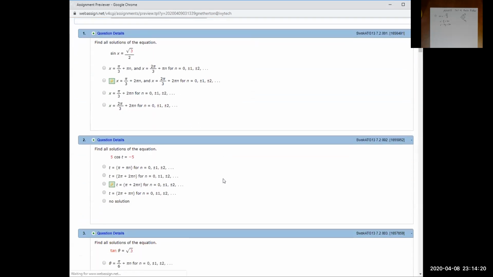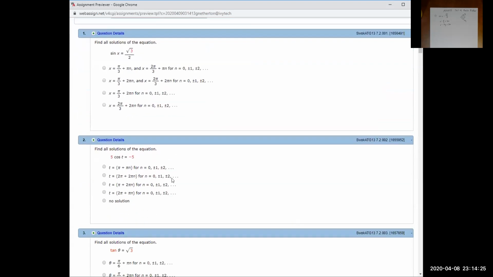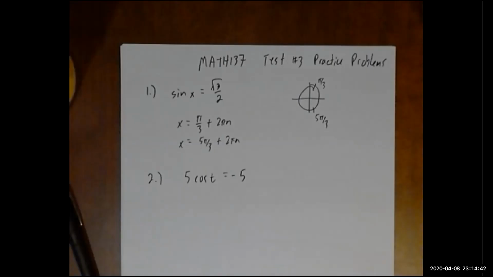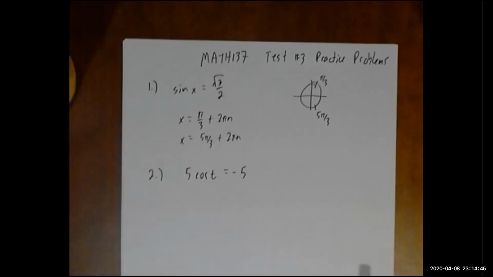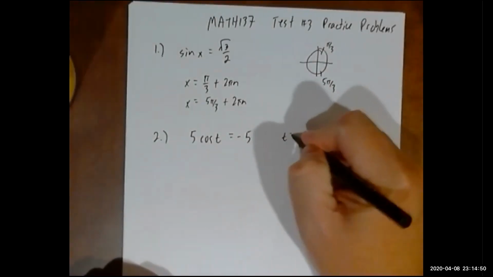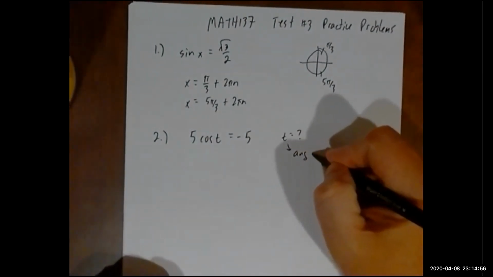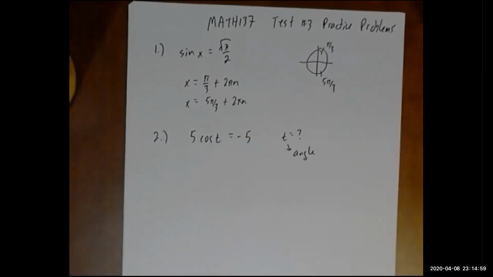All right, the second problem. Find all the solutions. 5 cosine t equals -5. Let me write it down, then we can work through it. 5 cosine t equals -5. Now, if you recall, when I lectured on this, I said it's really a 2-step process to solve these equations. So really, I'm trying to solve for t. T is actually an angle.